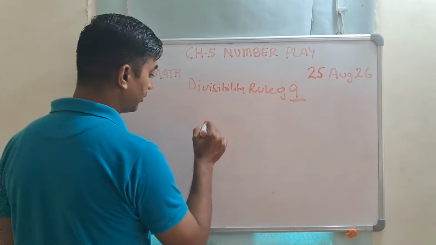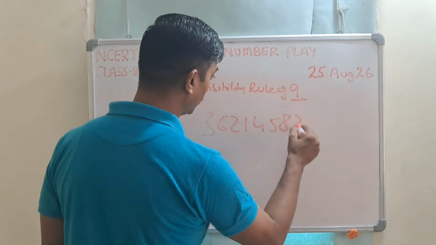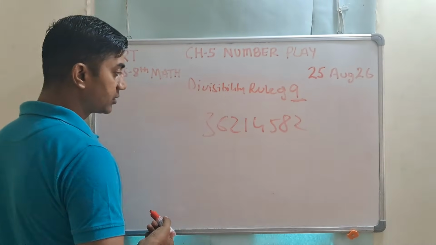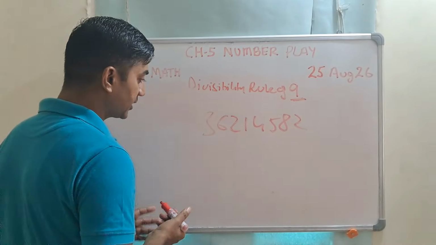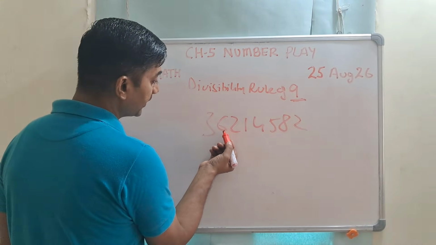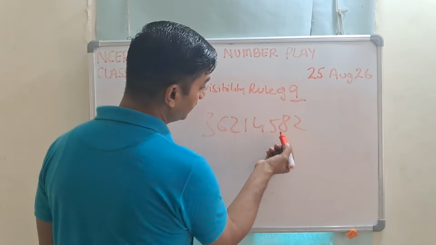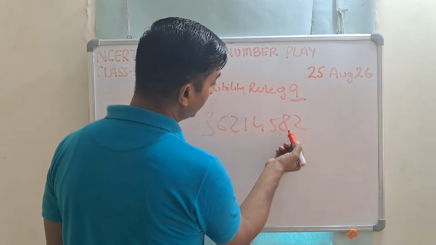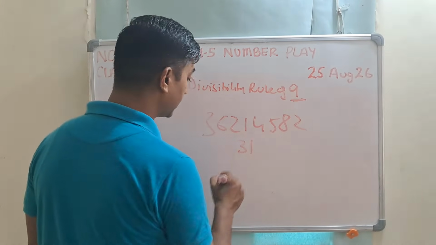If I write any random number, 3621458, understood? Now just do it very quickly. What we are doing is just adding the face values. You have understood: 6 plus 3 is 9, 9 plus 2 is 11, plus 1 is 12, 12 plus 4 is 16, 16 plus 5 is 21, 21 plus 8 is 29, plus 2 is 31. You get the result 31.